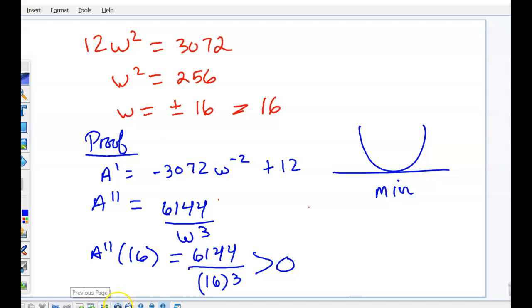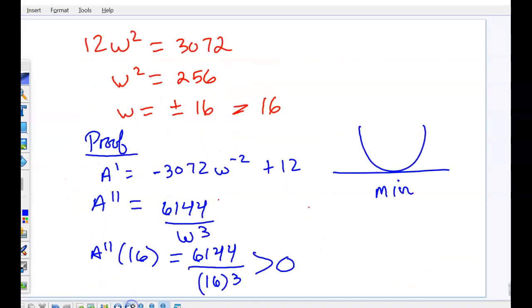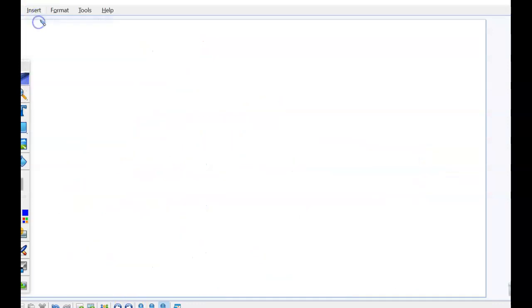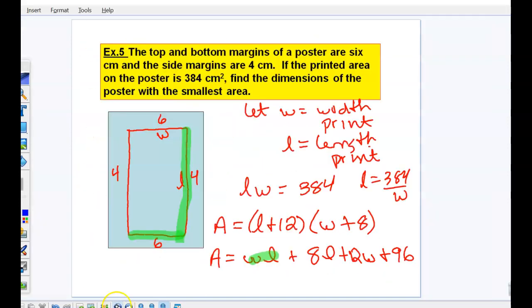So now we have to go back and answer the question. And the question is, I believe we want to find the dimensions of the entire poster with the smallest area. So I found the width of the printed part. So now I can find the length of the printed part because it's 384 divided by W, which is 384 divided by 16, which is going to be 24. So that's the dimensions of the printed part. So this is 16 and 24, but we want the length of the entire poster.